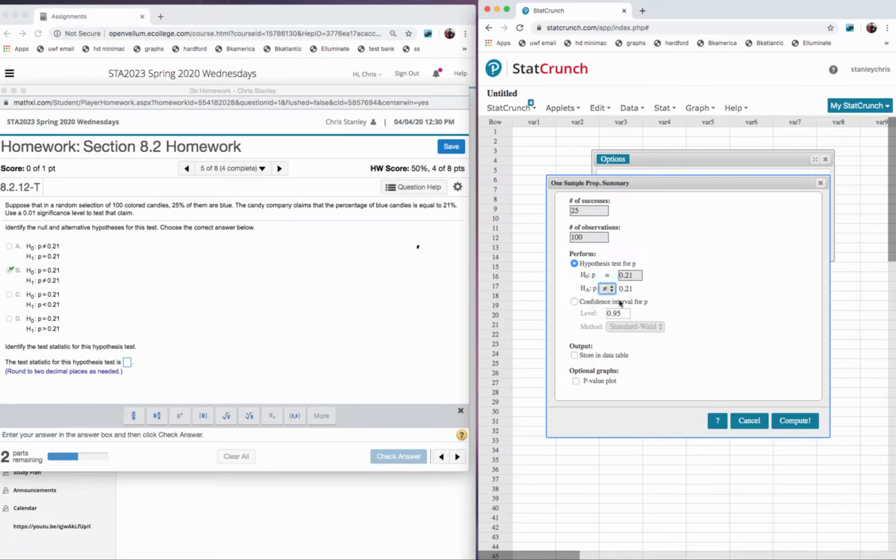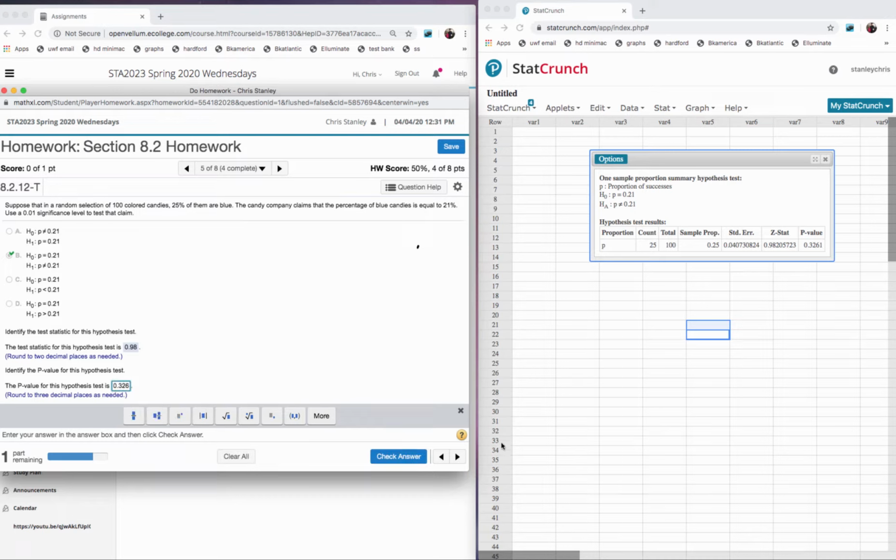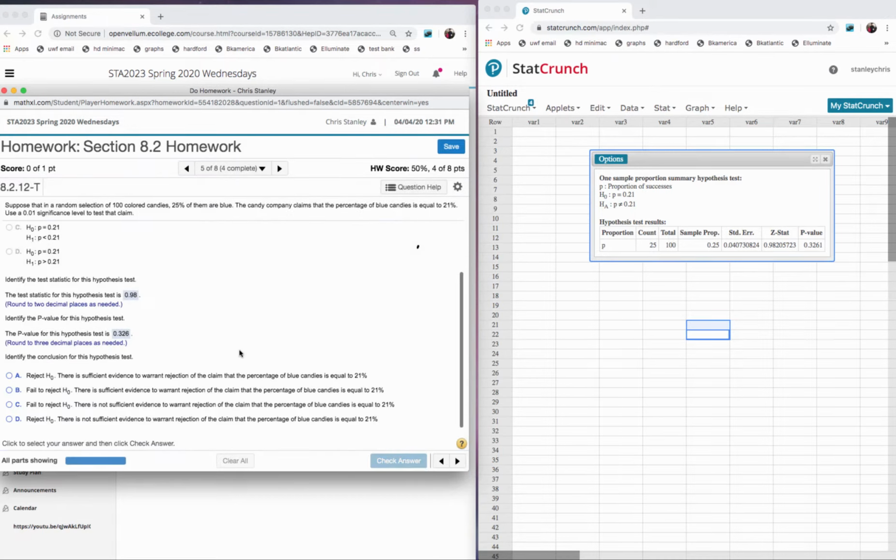My alternative is a not equal to, as you can see here. This needs to match here. This is your sample results. And compute, we have 0.98. So our sample result was about 1 standard deviation away. Okay, the p-value is 0.326. And 0.326 is very large. 1%, this is another fail to reject. There is not sufficient evidence to warrant claim.